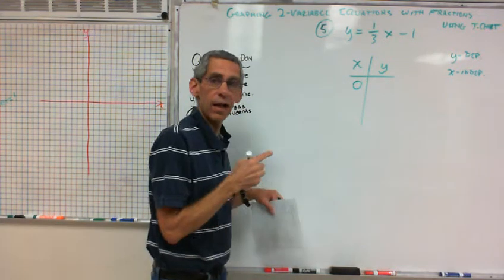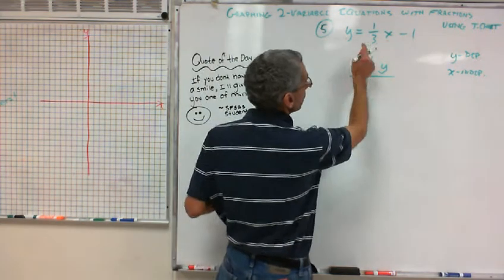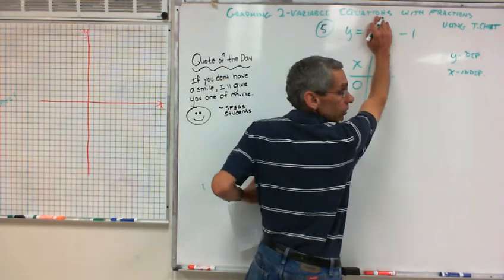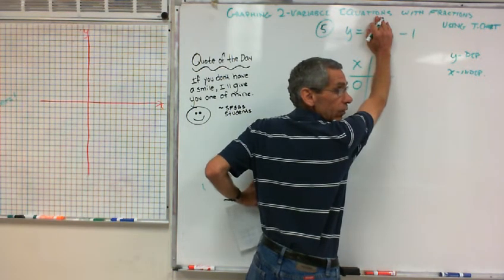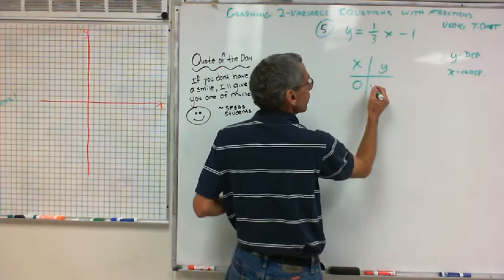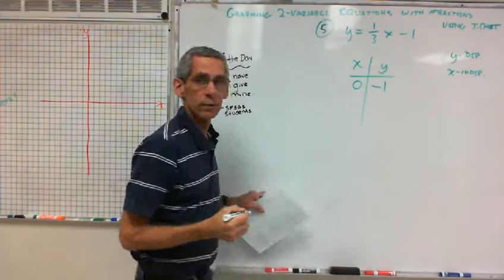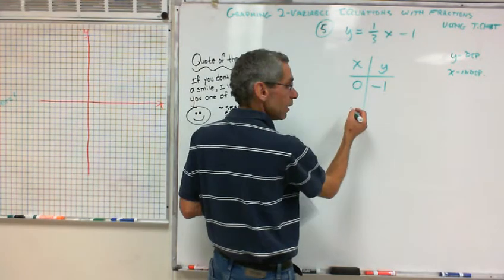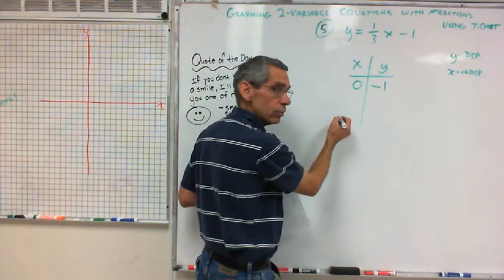Because this is going to be a straight line, 0 always makes it easy. Because 0 times anything, even a fraction, is 0. So I just got rid of it. So I see y is equal to -1. So immediately I know that one. Piece of cake.